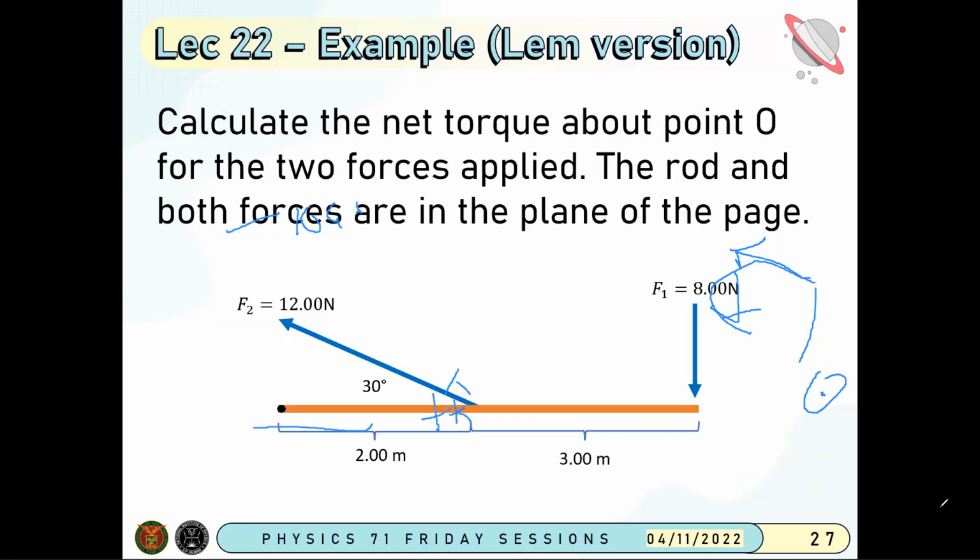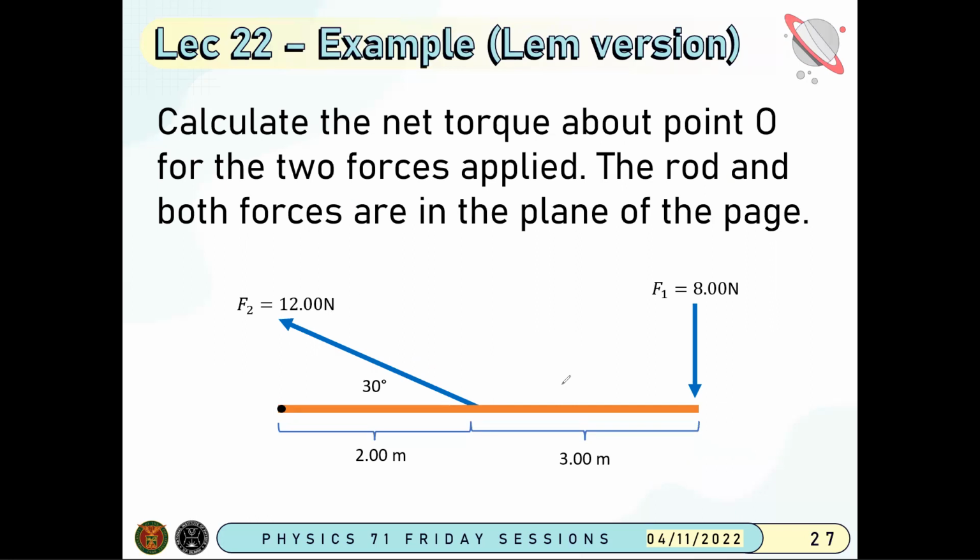Okay, I think last example. Calculate the net torque about a point O for the two forces applied. The rod and both forces are on the plane of the page. So ito ngayon yung point O, ito yung pivot point or rotation axis natin. So meron tayong dalawang force, F1 here and F2 here. So calculate the net torque.